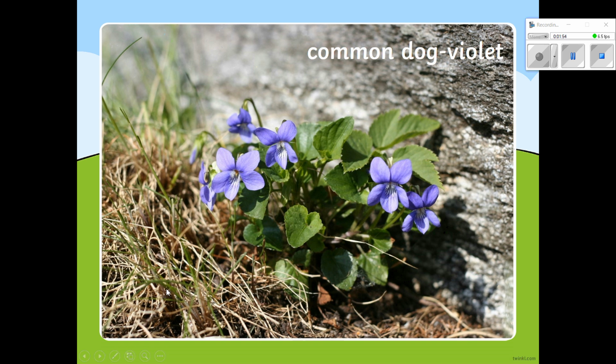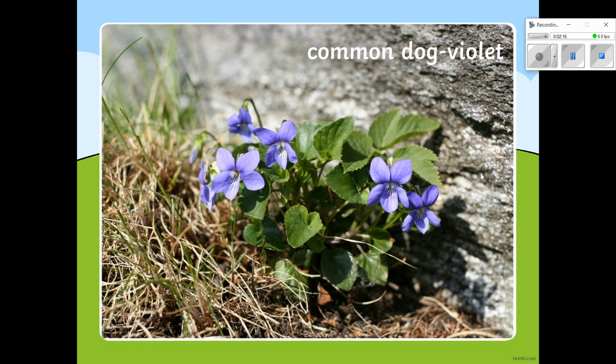Now then, does anybody know what this flower is called? This one is a common dog violet. Can you say that? Common dog violet. And how can we describe this flower? Pause the video and see how you could describe this picture of this flower.